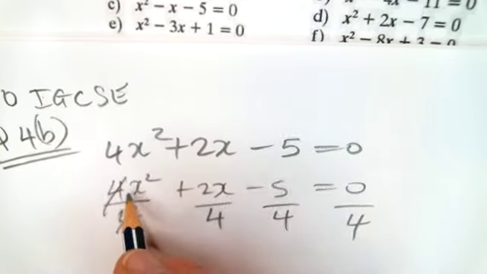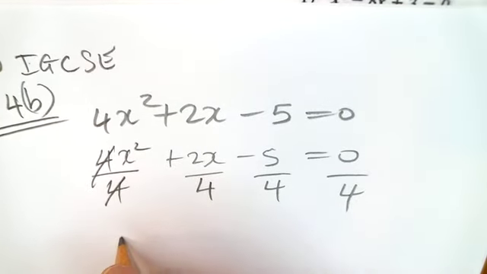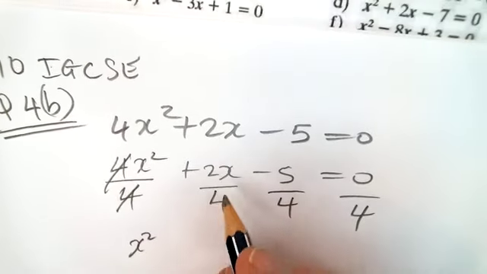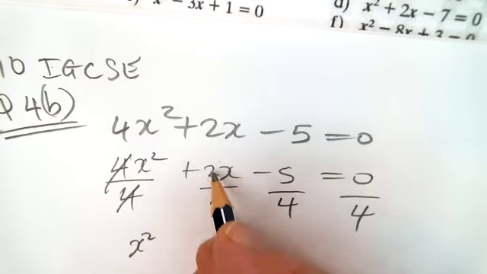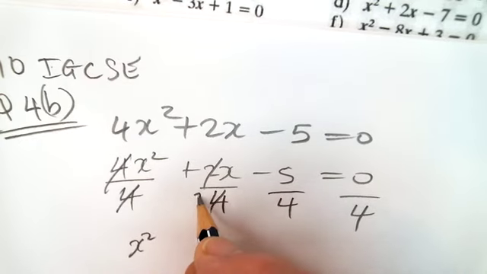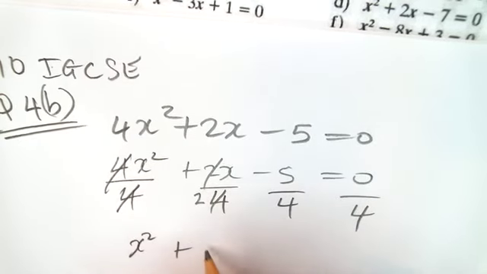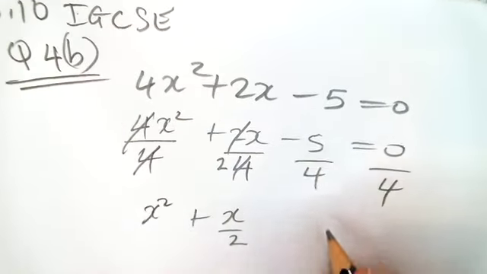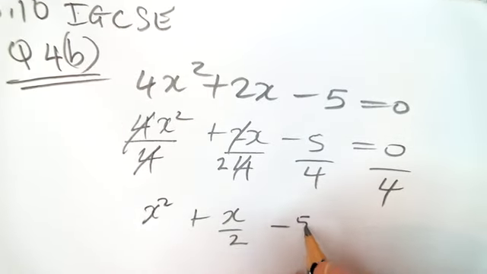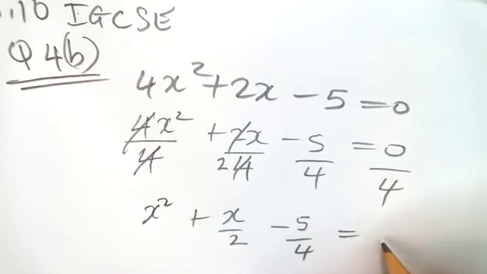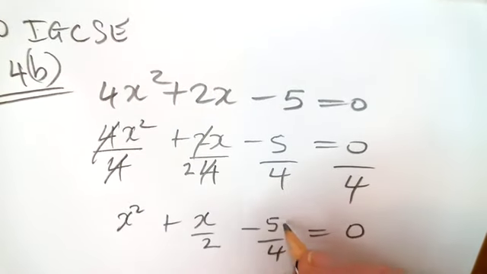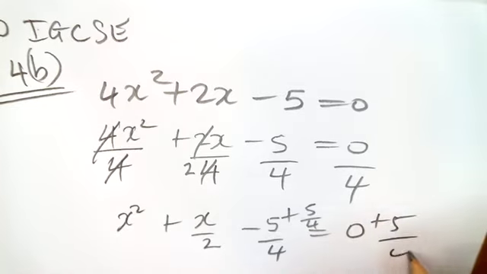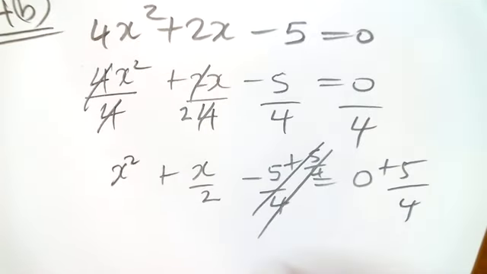And I'm left now with 1x squared, and I'm just going to write that as x squared. Okay, because 2 on 4, that's going to be 1 on 2. So I'm going to be left now plus x on 2. And this is going to be minus 5 on 4 is equal to 0. Now I'm going to add 5 on 4 to both sides, plus 5 on 4, leaving a little bit of a gap there.